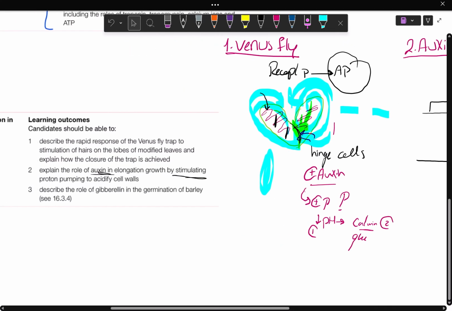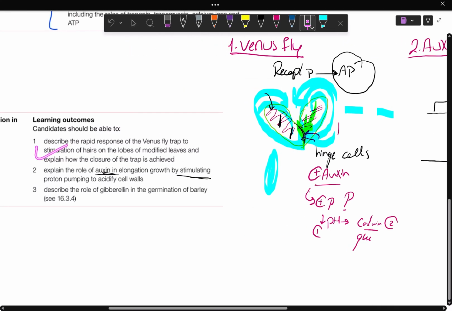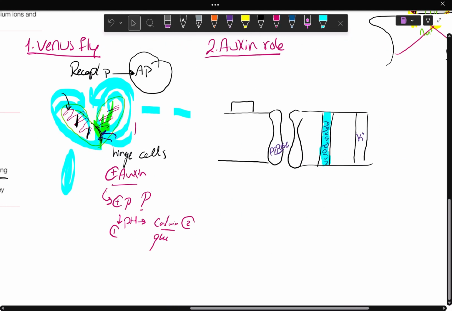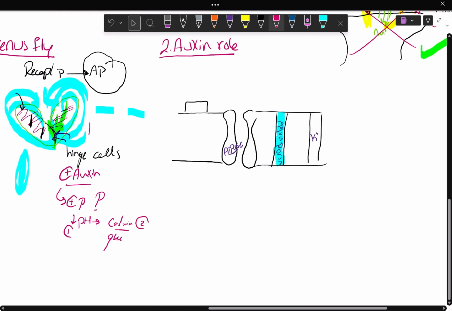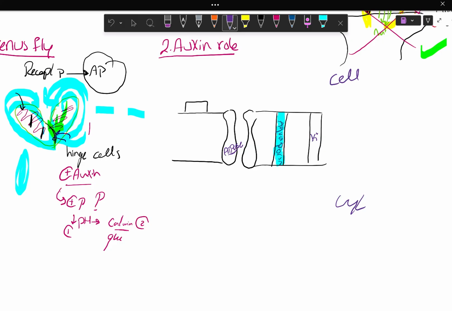After the Venus flytrap, we're going to take how the auxin helps the cells to expand. How does that happen? So here we have a little cell. This is the cell wall, and this is the inside, the cytoplasm, and this is the membrane. So we have a zoomed in section here.